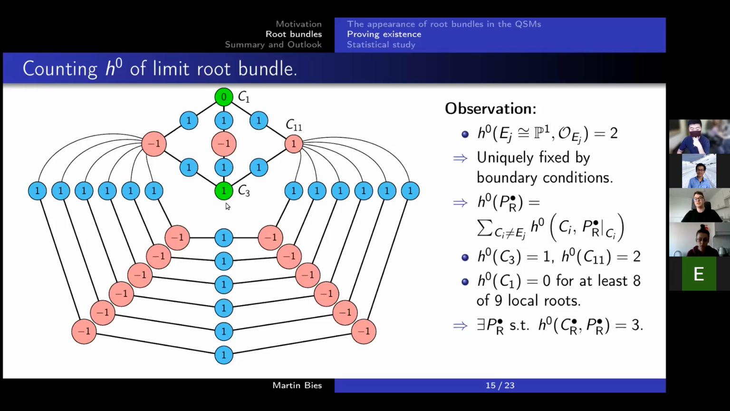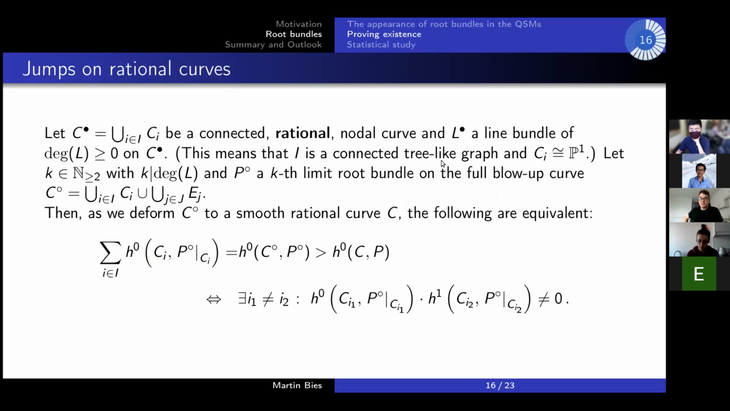C3 is a genus 1 curve with a degree 1 bundle, has 1 section. C11 is a genus 0 curve with a degree 1 bundle that has 2 sections. And now C1 is a little bit trickier because it's genus 1 and has degree 0. That is where mathematically jumps can happen. But irrespective of the outcome, I know that there is at least 1, in fact, I know there are at least 8 roots in the case at hand that have no h0 on C1. So I get 0 sections on C1, I get 1 on C3, I get 2 on C11, which is 0 plus 1 plus 2 equals 3 in total. And that completes the argument. So I'll make a brief observation here, namely towards the Higgs curve.